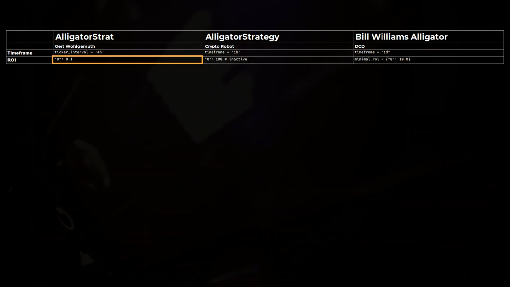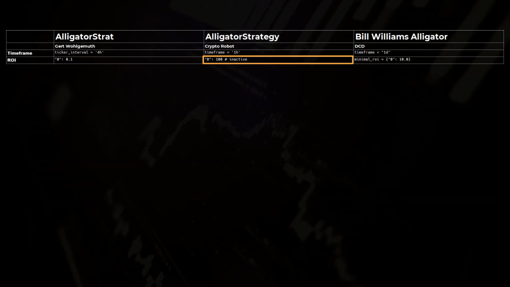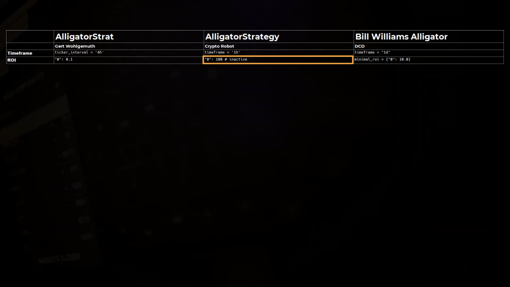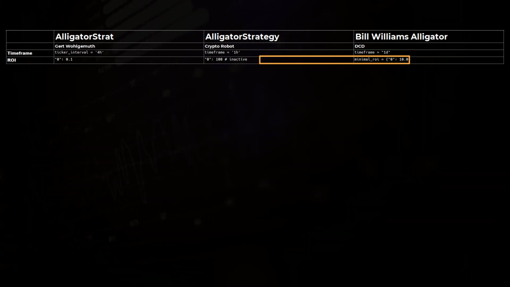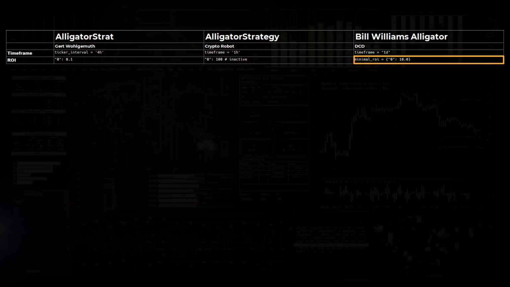Now as for the ROI, the alligator strat has a take profit point of 10%. The alligator strategy has a take profit point of 1000%, which is actually inactive then. And the Williams alligator strategy has a minimal ROI of 100%.